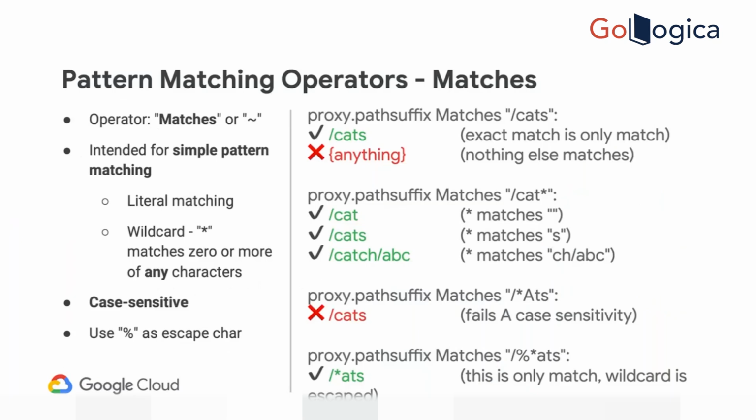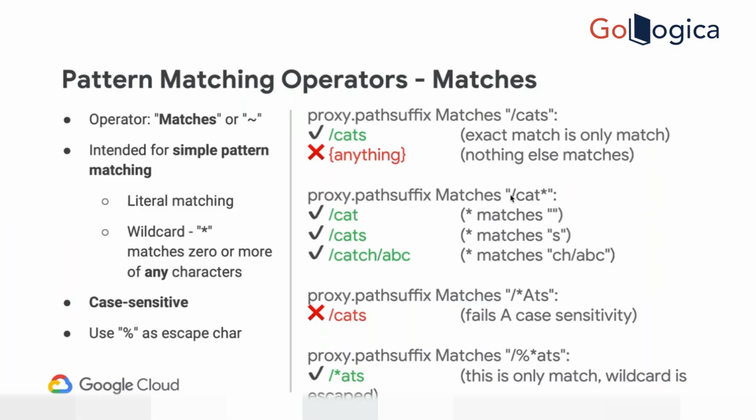Now a few things. For example, in the path pattern matching operators, we have the Matches operator. The Matches operator is basically for simple pattern matching. If you add a star, it will match zero or more occurrences of any character. If you don't give a star, it will do an exact match. So here, if you match cats, it will do an exact match, and anything else will not match.